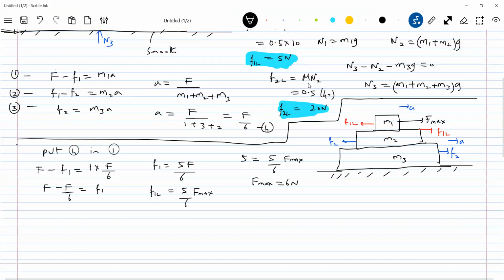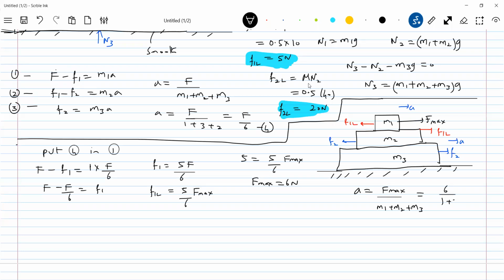What is the acceleration of the system? Acceleration equal to F max by M1 plus M2 plus M3, because all the friction forces will become internal. So this should be equal to 6 by 1 plus 3 plus 2. This is equal to 1 meter per second square. Let's calculate the F2 value. F2 is equal to M3 into A. Some of you will confuse this with that A, so let me call it A dash.